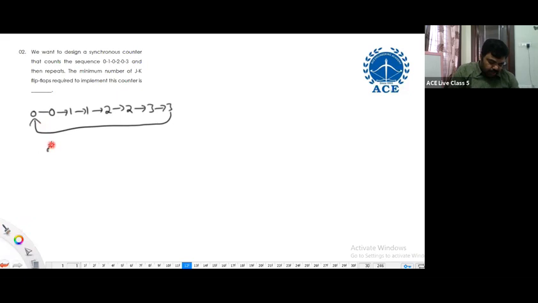Here, if I say that 0, 1, 2, 3, there are only 4 possibilities. So 0 can be represented with 0, 0; 1 can be represented with 0, 1; 2 can be represented with 1, 0; and 3 can be represented with 1, 1. So let me write a present state and next state to design the system.